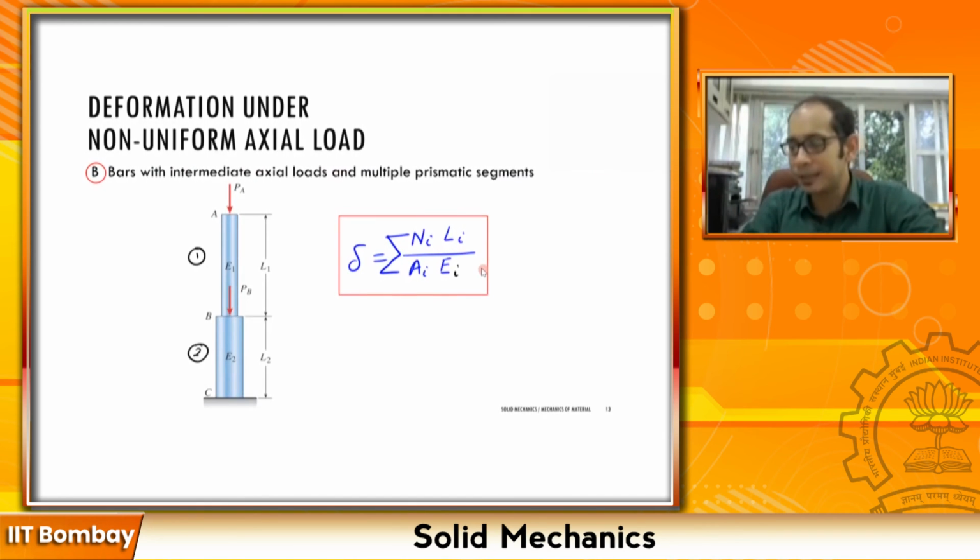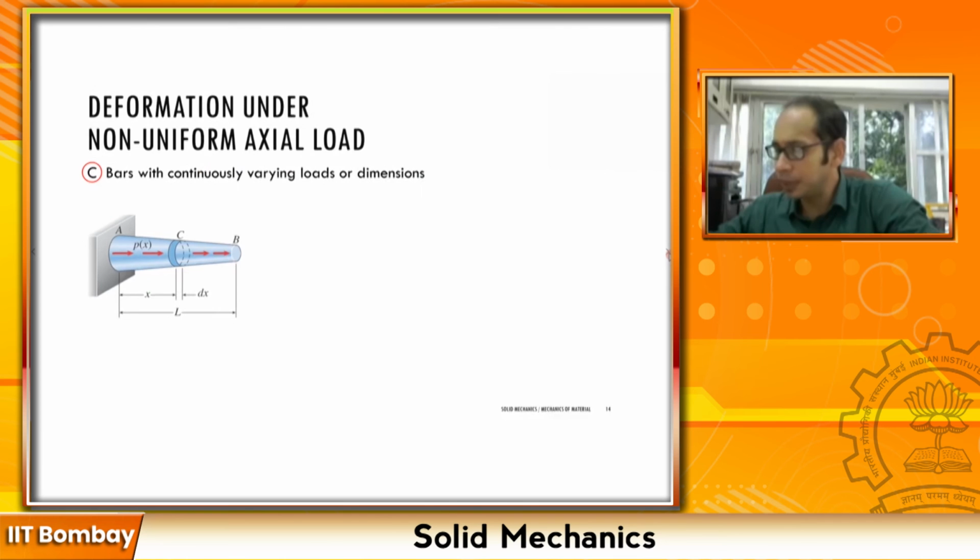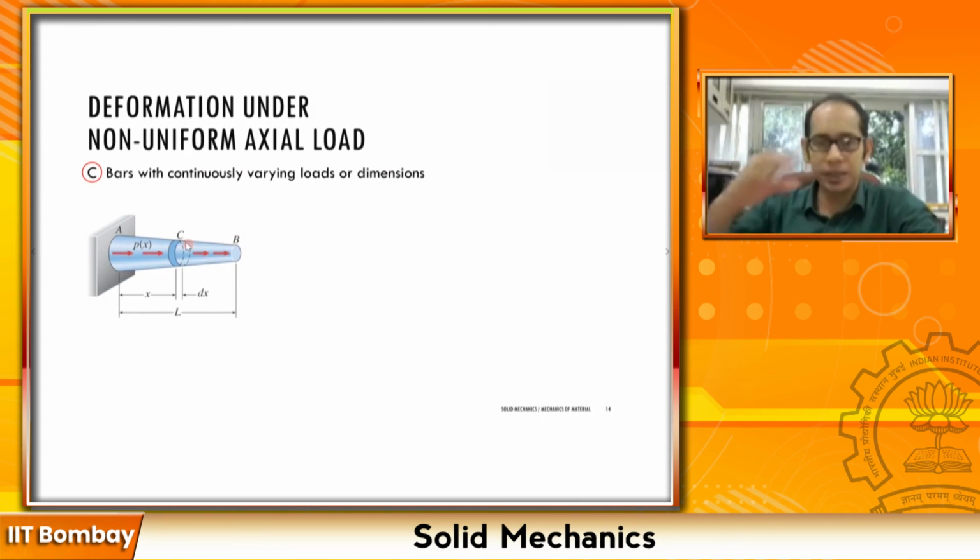Okay, so that helps us solve case A and case B. So let's go to the last case now, which is my case C over here. This is interesting. In case C, you have the member where the area is uniformly decreasing from the left end A to the right end B over here. Now here the question is, for this member, how am I going to calculate the delta?